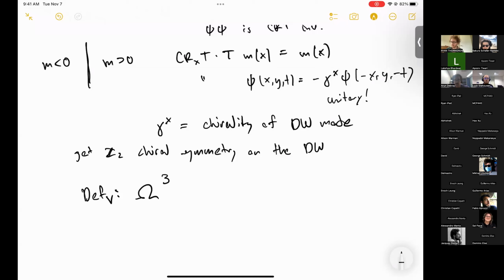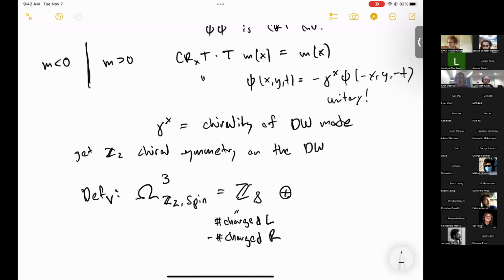It has Z2 symmetry with spin structure and no twist. So it turns out this is just unitary Z2 symmetry, which just squares to 1. And if you compute what this group is, it has 2 parts. There's a Z8, which you can think of as the number of Z2 charged left movers minus the number of Z2 charged right movers. And then there's a Z part, which is the gravitational part, which is just the number of left movers minus the number of right movers.